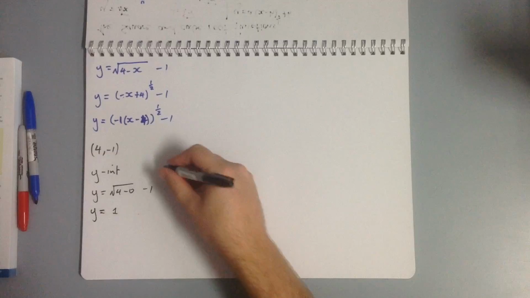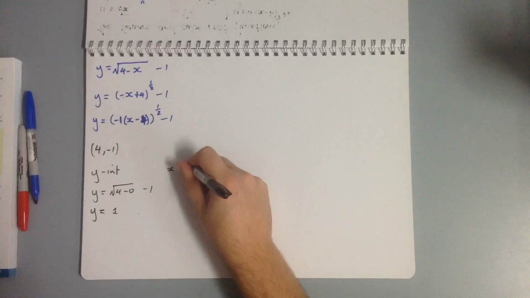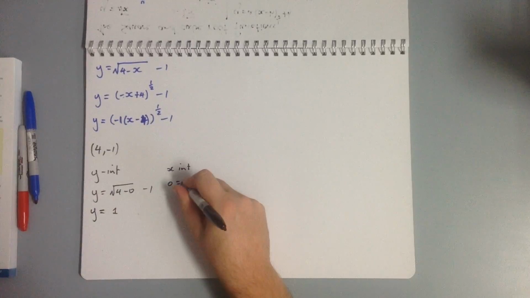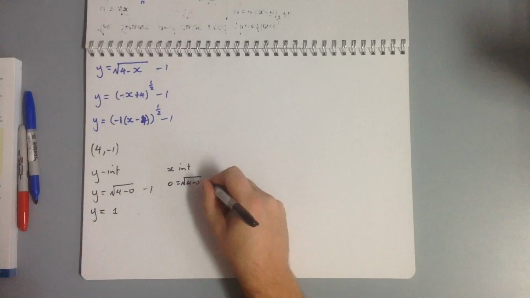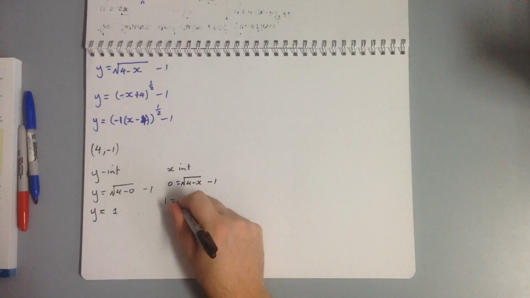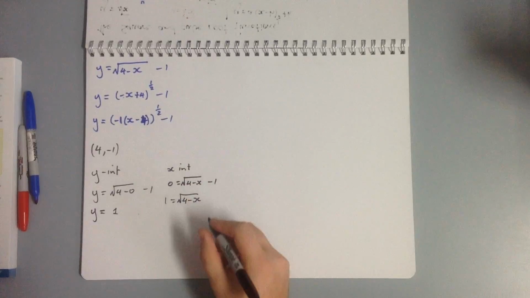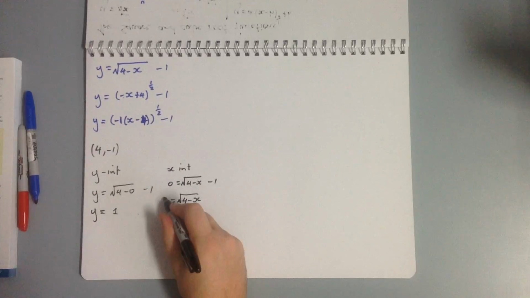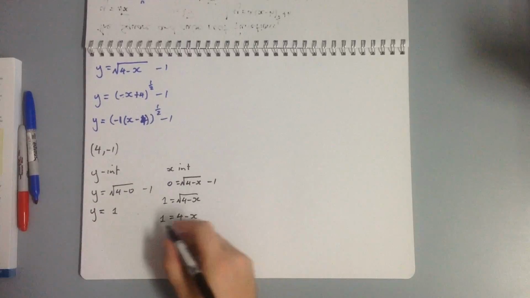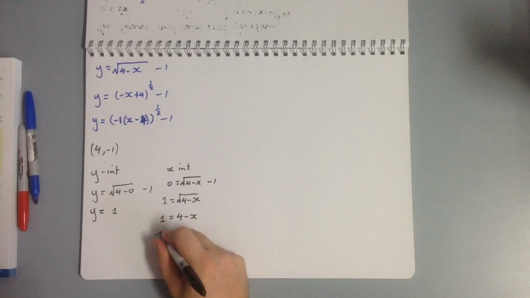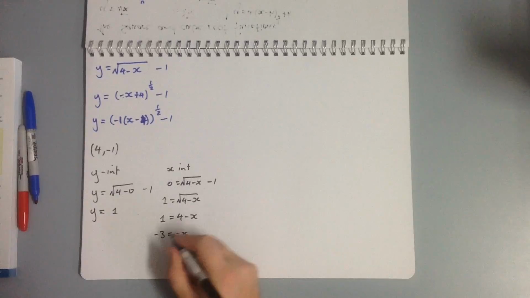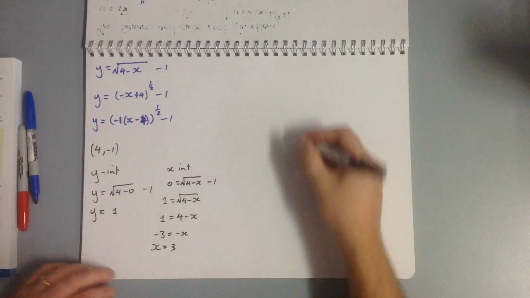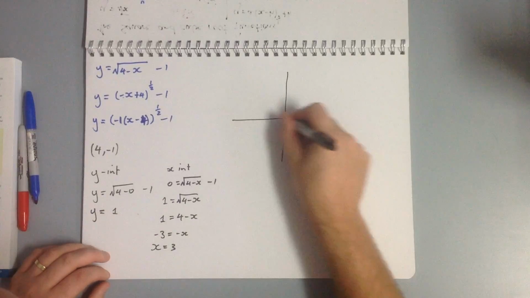And our x-intercept is when y equals 0, so we say that we get 0 equals square root of 4 minus x minus 1, so 1 equals square root of 4 minus x. So we end up with 1 equals 4 minus x by squaring both sides. Then we get minus 3 equals minus x, so x equals positive 3. Now we have everything that we need to sketch our graph.